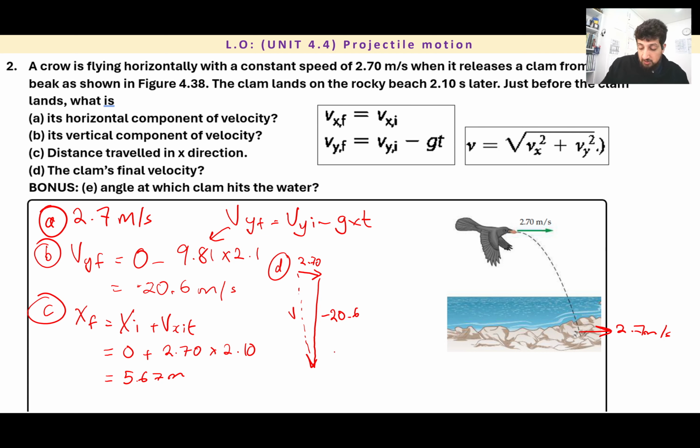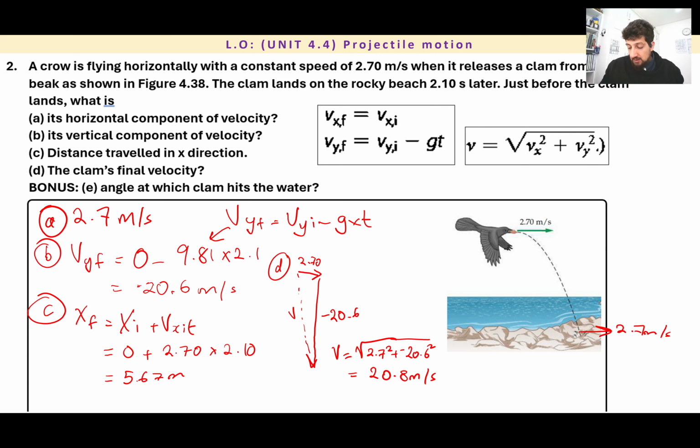So it's going to be the square root of this, of course. So it's going to be the square root of 2.7 squared plus 20.6 squared. And you know, when you square the negative, it gets rid of it anyway. So it's going to be 20.8 meters per second.